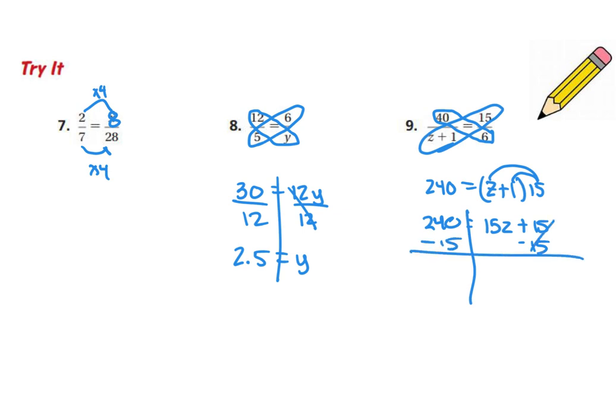And so on the left side, we end up with 225. On the right side, we end up with 15z. And then divide both sides by 15. z equals 225 divided by 15, which is 15.